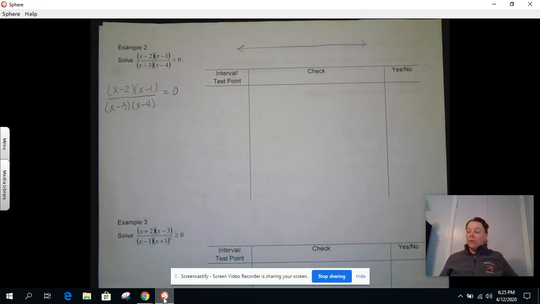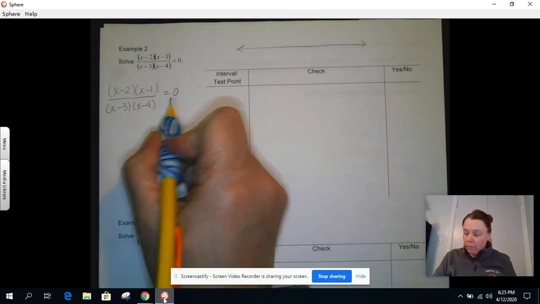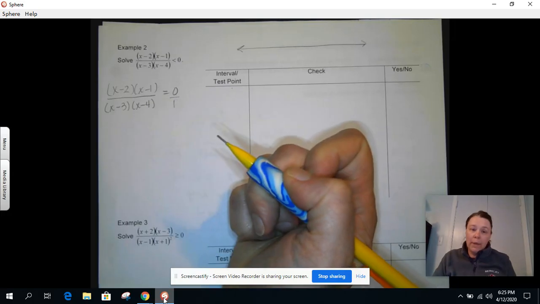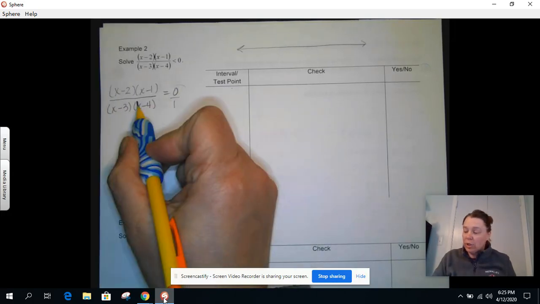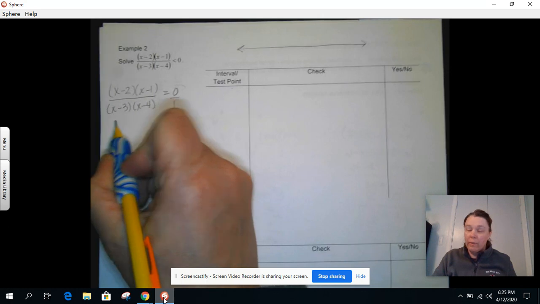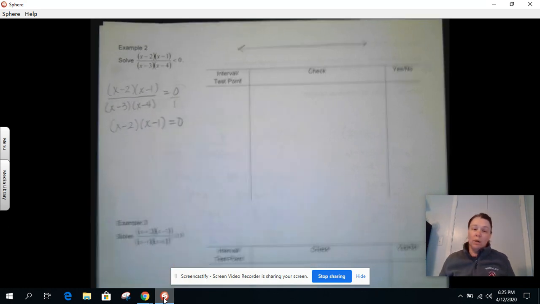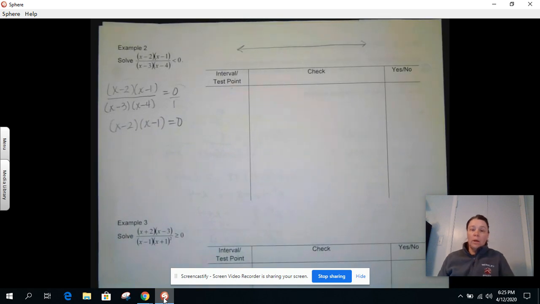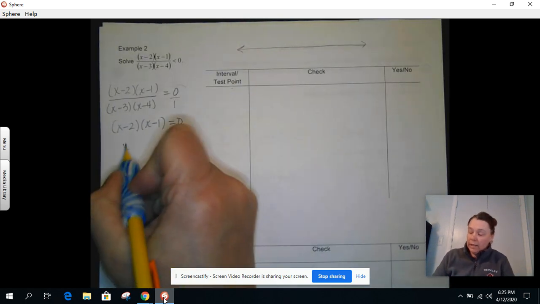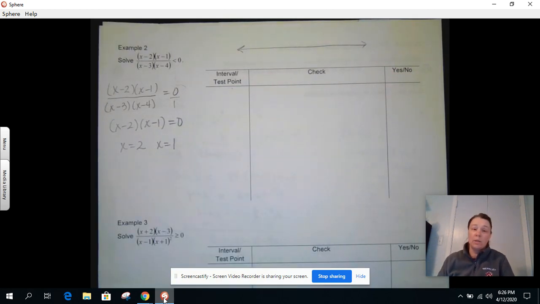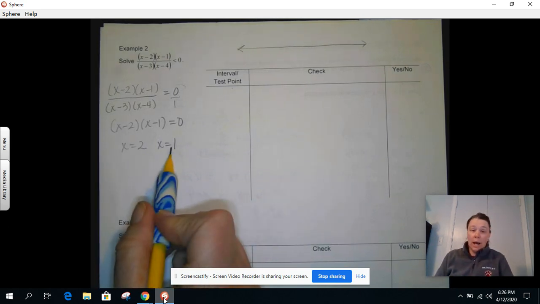Okay, so I want to solve this equation. If I put that over 1 and just cross multiply, this times this is just 0, and then this times 1. So I'd be left with x minus 2 times x minus 1 equals 0. And if I solve this, I get x equals 2 and x equals 1. Those are the two values that make this left side equal 0. So I'm going to put those two solutions on my number line.